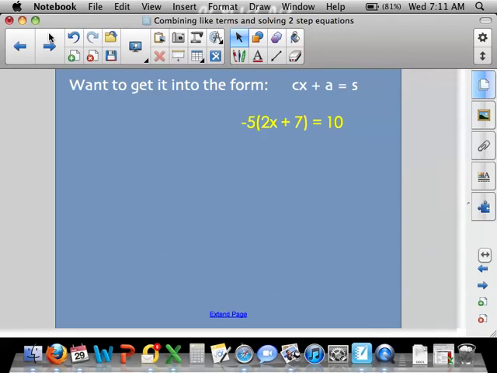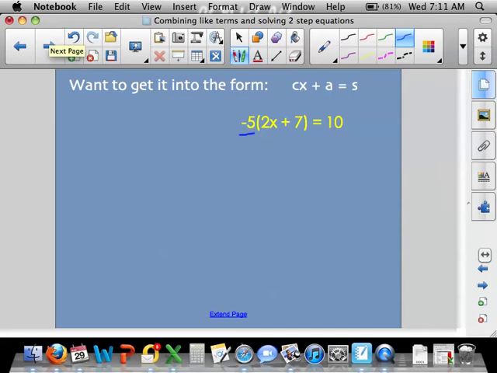Okay, this one's a little bit different. There are two ways to solve it. I'm going to show you the distributive property way, and that's how I want you to solve every other problem that looks like this, using the distributive property. So if we were to distribute this negative 5 across the 2x and the 7, we'd multiply negative 5 times 2 bags of money, which is negative 10x, and negative 5 times 7, which is negative 35.